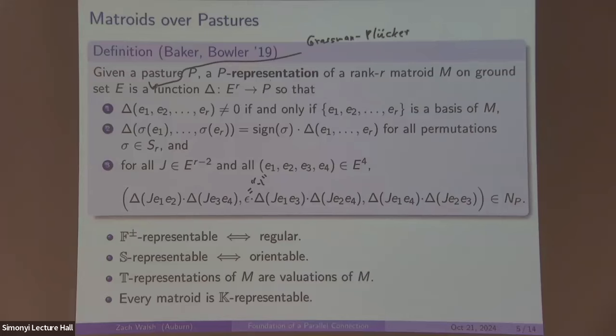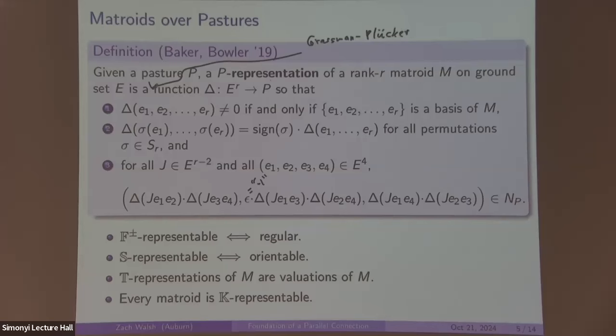Let's see, what else do I want to say here? You can also model scaling directly from this definition. So if I just scale this entire function by some element of the pasture, it will still satisfy these three conditions here. I can also just pick some specific element like E2, and I can scale all the outputs of tuples that contain E2. That behaves like column scaling in the determinant function for a matrix.